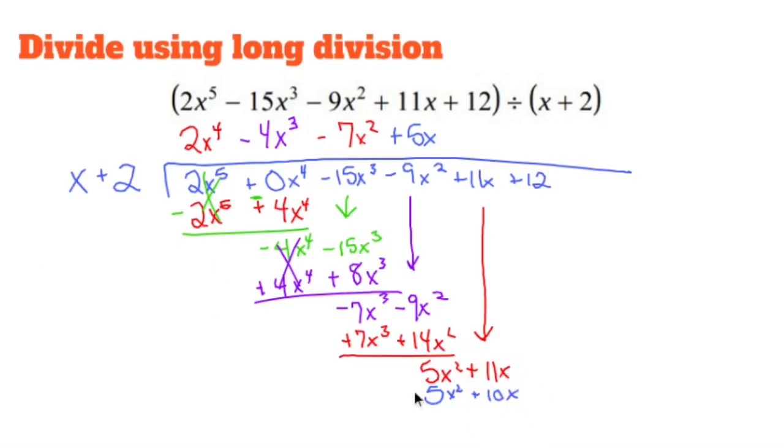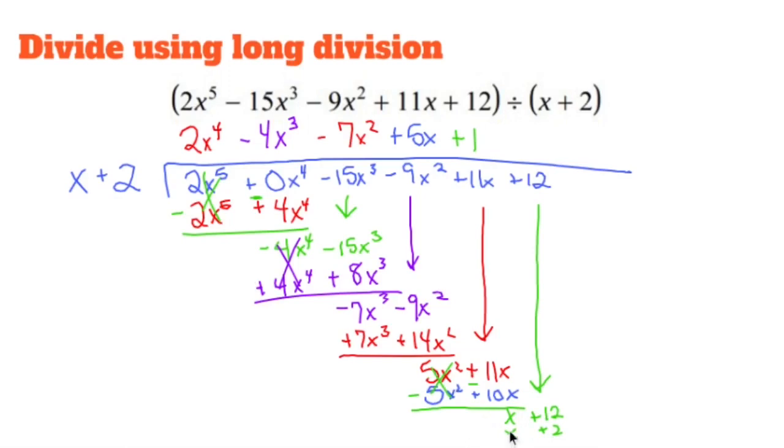Subtract this entire product, which makes you a minus sign. This crosses out. 11x minus 10x is x. Drop down the plus 12. I'm running out of space. x times what is x? Positive 1. Multiply 1 to the entire factor and write it underneath. x times 1 is x. 1 times 2 is 2.